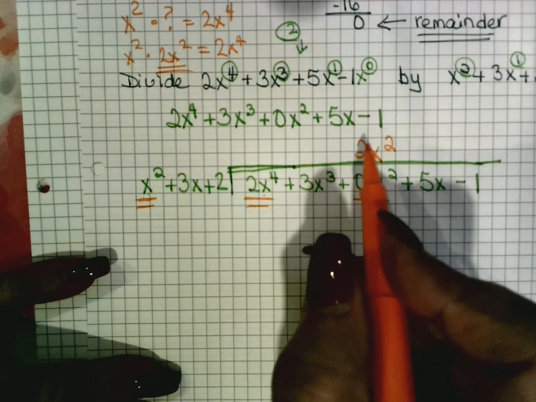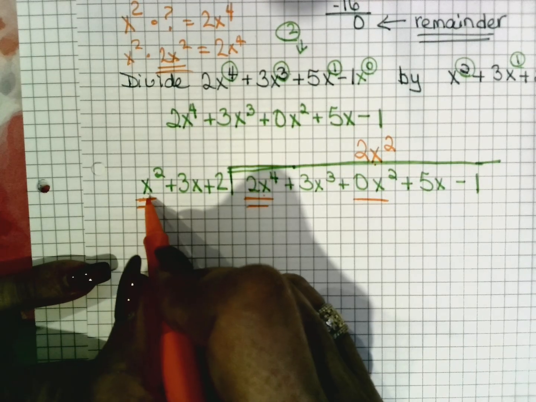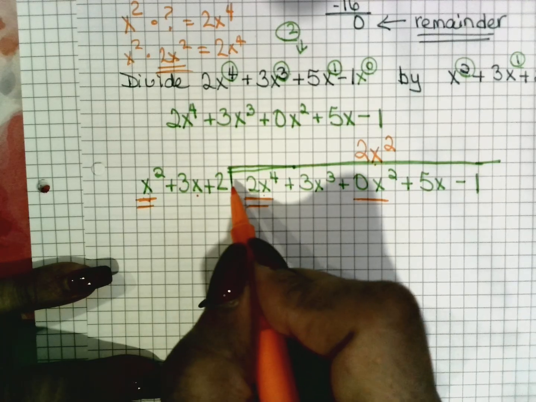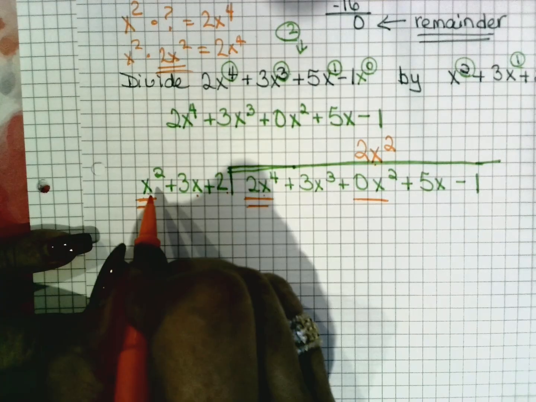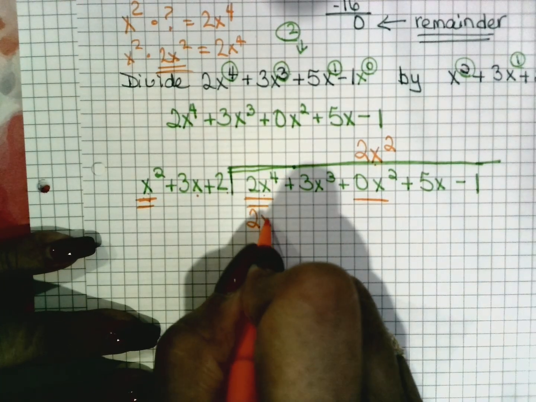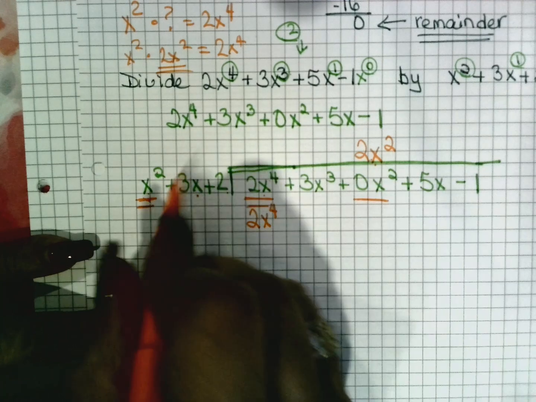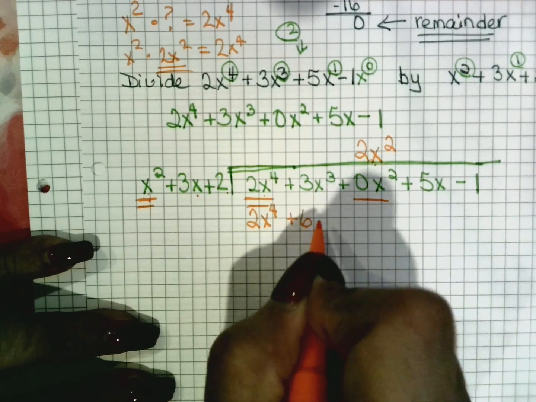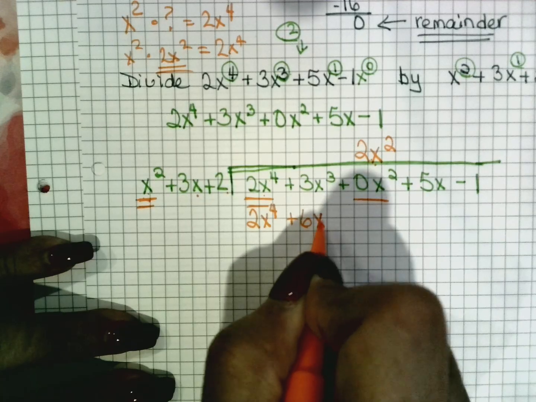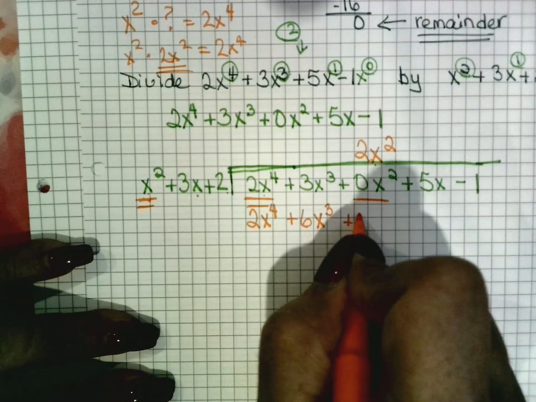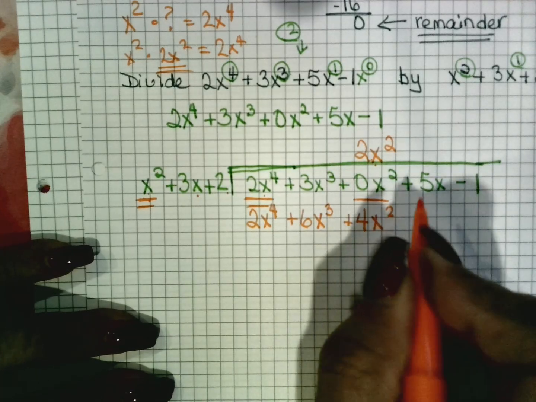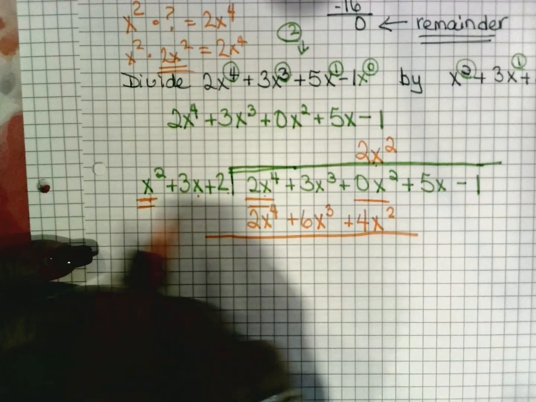And now we're going to go ahead and multiply 2x squared by x squared, by 3x, and by 2. In other words, we're distributing 2x squared to each term. So 2x squared times x squared, that's 2x to the 4th. 2x squared times 3x, that's 6x to the 3rd. 2x squared times 2, that's 4x squared. All right? And now, just like we did in the divisions up here, we're going to perform a subtraction.